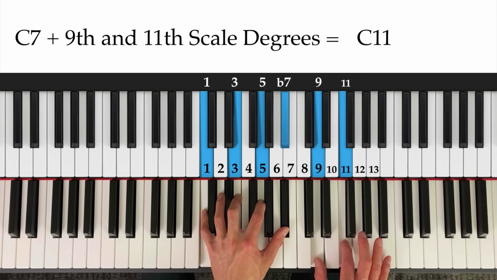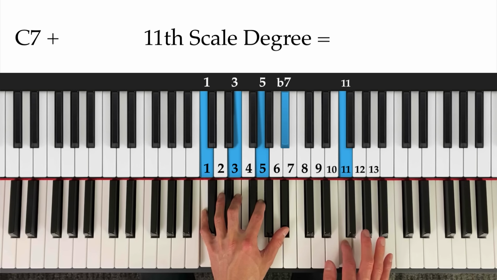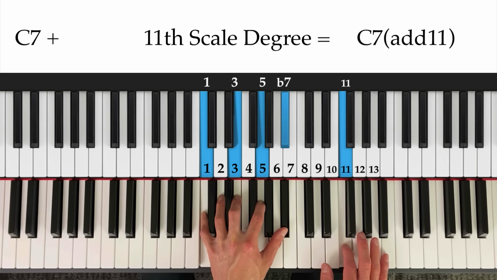Now what happens if we didn't include the 9, and we just had the 11? Then it's not an 11th chord. Instead, we would call it a C7 add 11 chord. So it's only an 11th chord if it includes both the 9 and the 11.